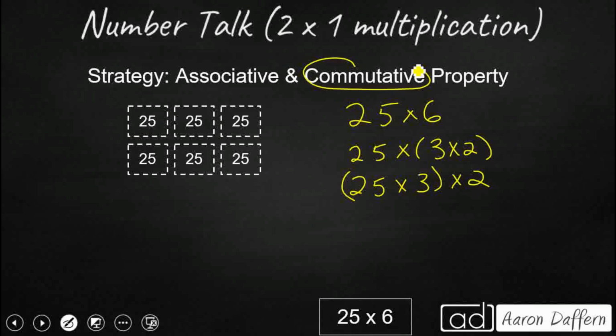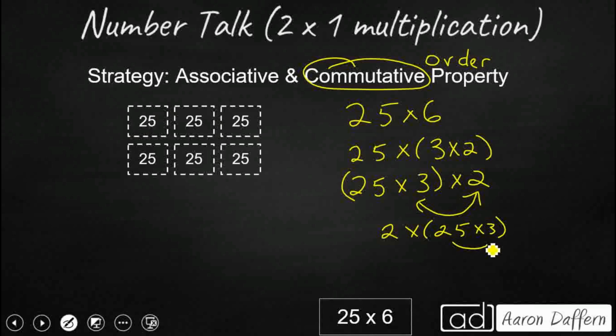The commutative property is something we use all the time. We might not know it, but it's the order property. I want to flip the order here. I want 2 groups of 25 times 3. But you know what? 25 times 3 means I need 25 groups of 3. I really don't want to draw 25 groups of 3. So I'm going to use the commutative property again, double commutative. I'm going to say 2 groups of 3 groups of 25.